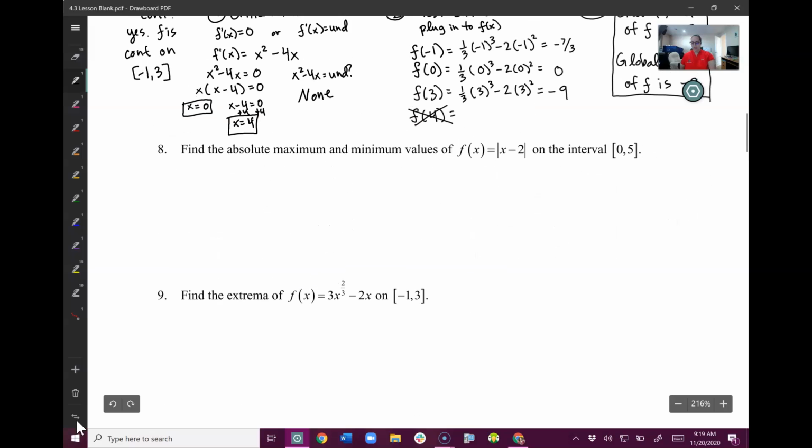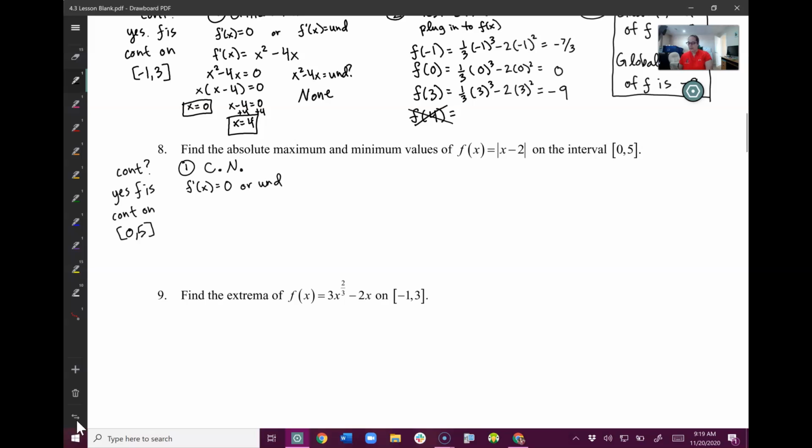Sweet. Okay, let's try this one. Absolute max and absolute min. So this one, first off, make sure that it is continuous. Yes, f is continuous on [0, 5], check. So then we need to do our candidate test. Step 1 is finding our critical numbers, where f prime of x equals 0 or is undefined.